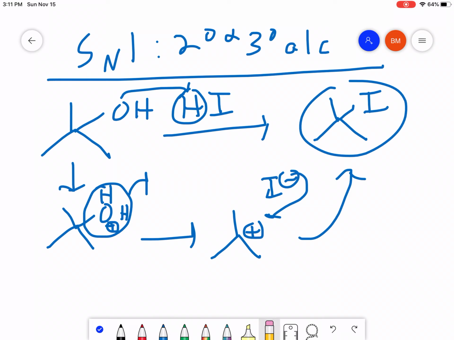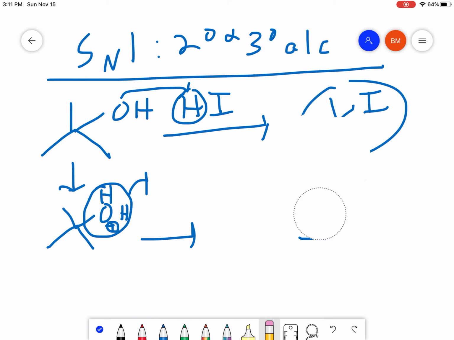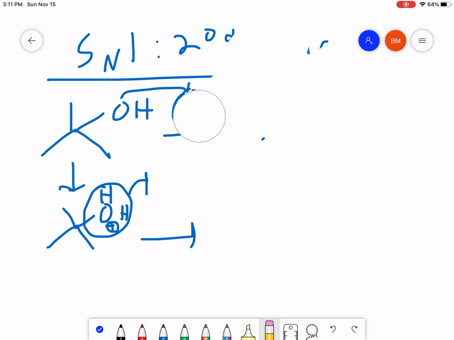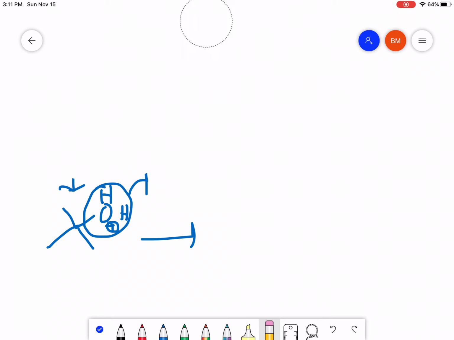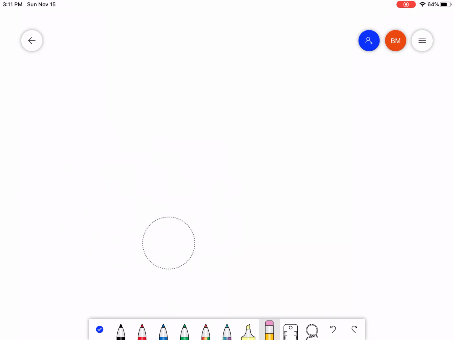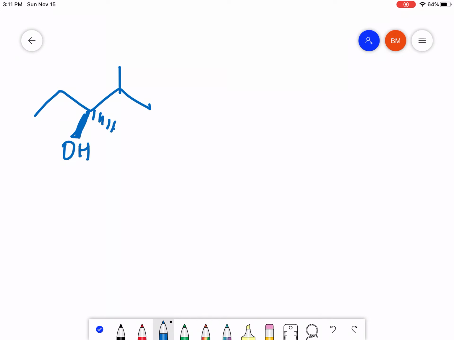Since we can do this with secondary and tertiary alcohols, that means that we can absolutely have a case where we react at a stereogenic center. Let's say we have something like this. All right, so we have a stereogenic center there. We're going to add some HCl.